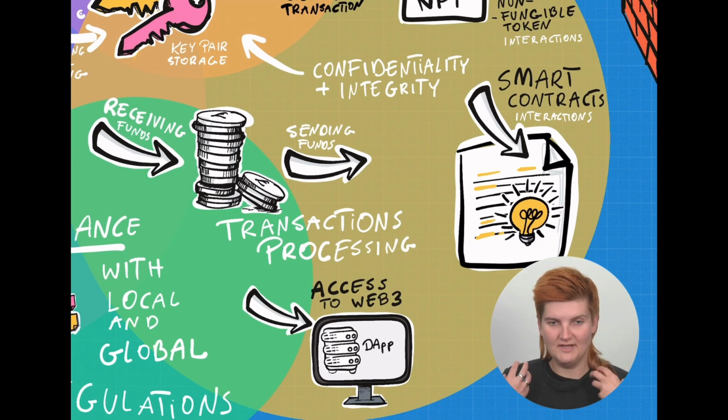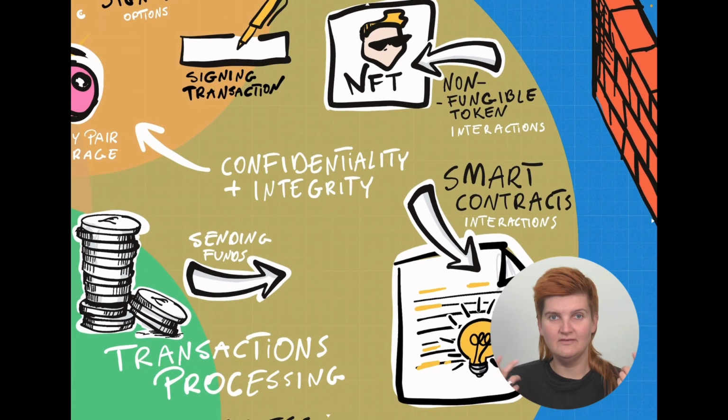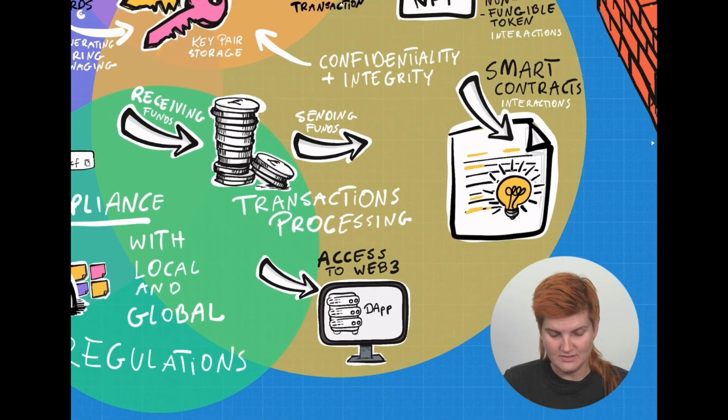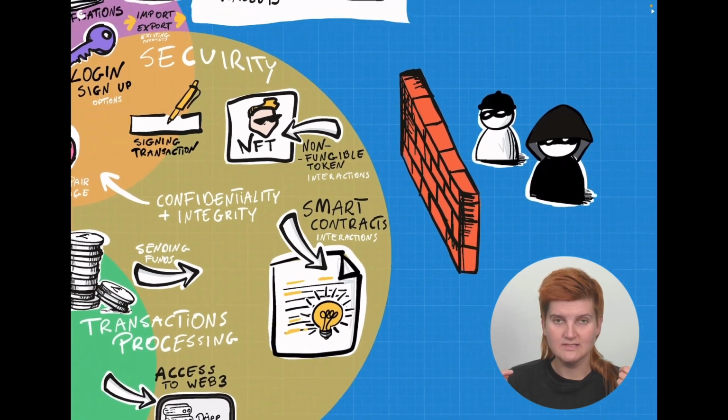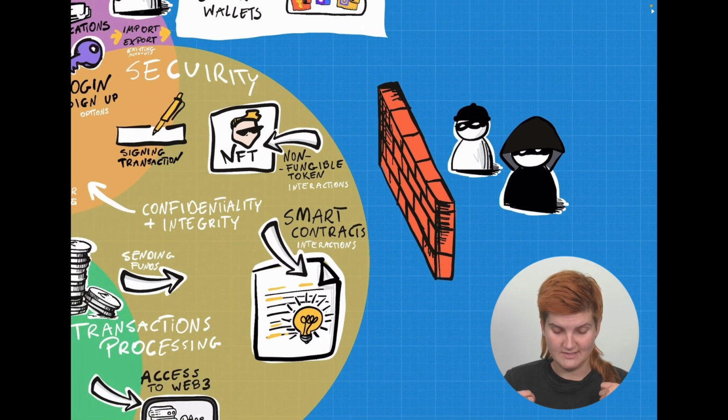But entirely, what are the transactions? We can say, okay, it's sending and receiving funds, but not only that. It's every single smart contract interaction. It's also the NFT interaction. The decentralized application access is also a transaction. So we need to make sure that secure access to decentralized apps within the Web3 ecosystem is vital to protect our user data and assets.